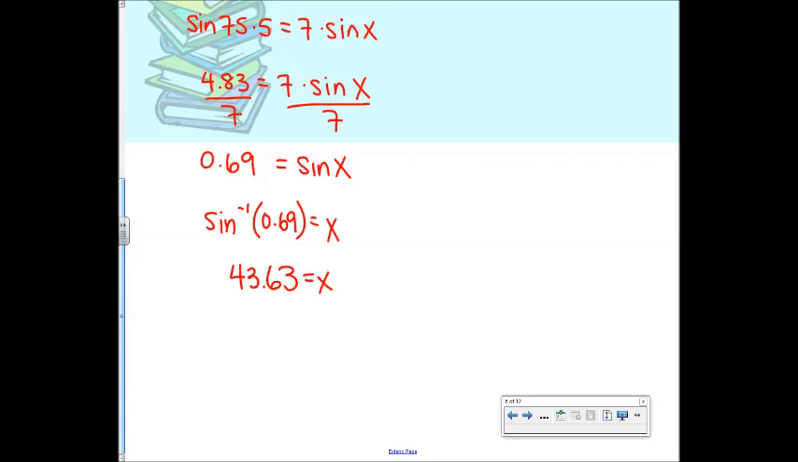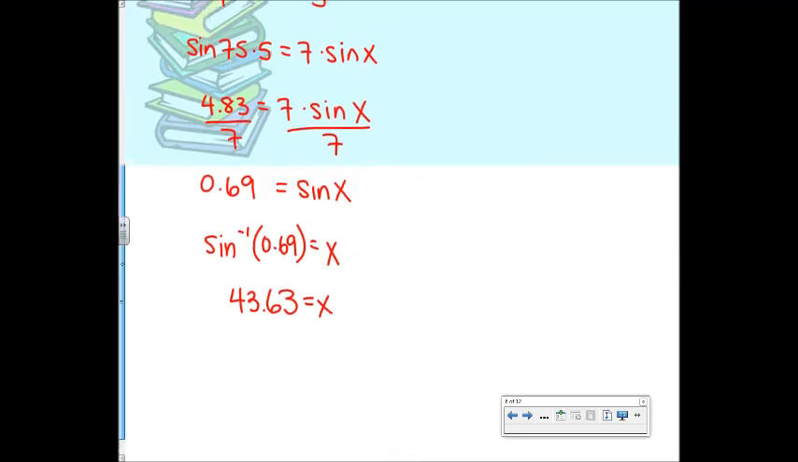Okay, so just one step longer. You're doing exactly the same stuff. And then at the end, when you have sine x, to get rid of it, you do sine negative 1. Whenever you're looking for an angle, you're always going to use that negative 1, that inverse.